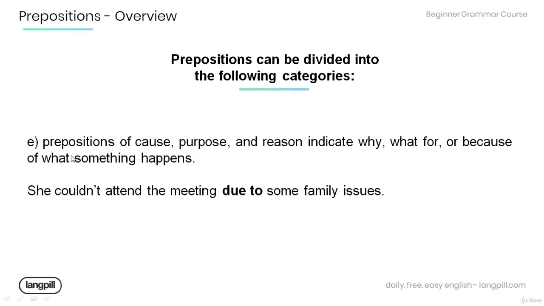E. Prepositions of cause, purpose, and reason indicate why, what for, or because of what something happens. Have a look at the example below. She couldn't attend the meeting due to some family issues. Now, the preposition due to tells us why she couldn't attend the meeting.